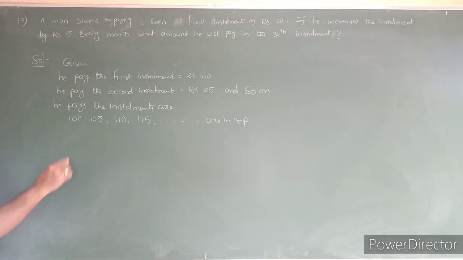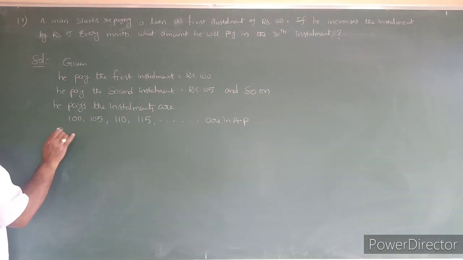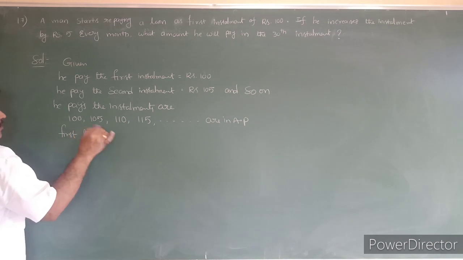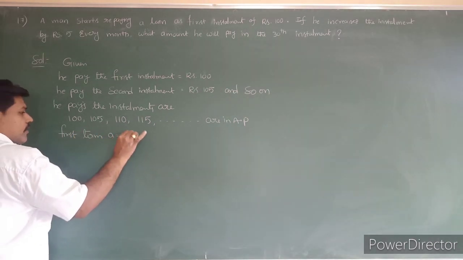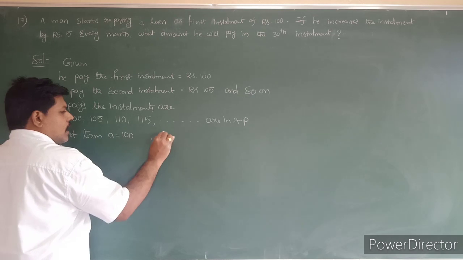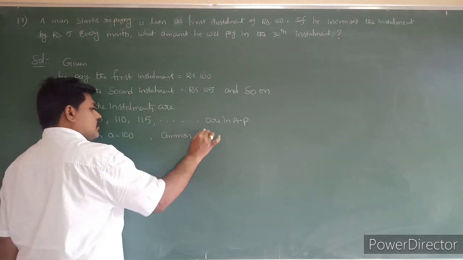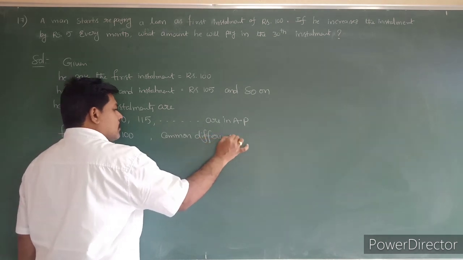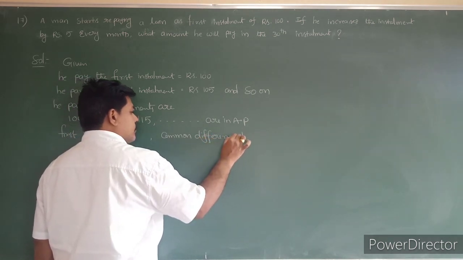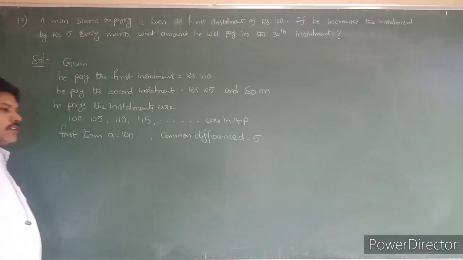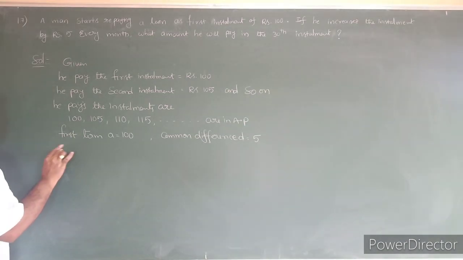If it is an arithmetic progression, then what will we take? A, the first term. What is the first term? First term A is equal to 100. Common difference D. What is the common difference? It is 5. So what is the question they are asking? They are asking the 13th installment.